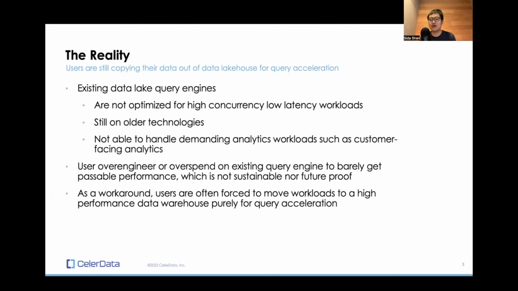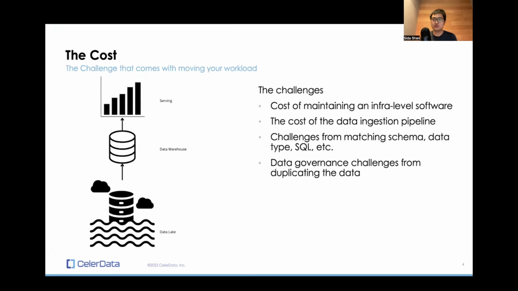So as a workaround, users are often still forced to move their workloads and copy their data to a high-performance data warehouse purely for query acceleration reasons. This does solve the performance issue, but it brings a whole new set of challenges.